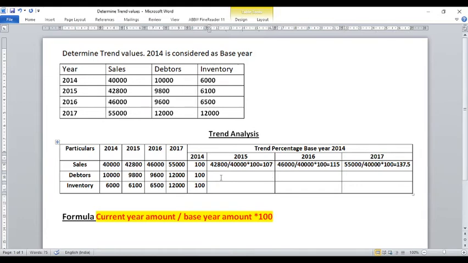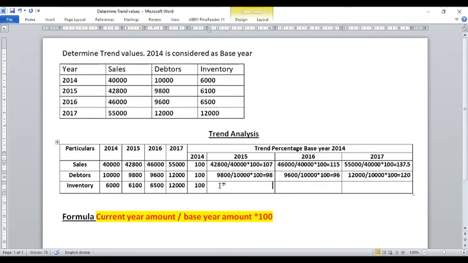Similarly we'll do it for data. Already for 2014 we have put it as 100%. Now we have to go to 2015. For 2015 it is 9,800 divided by 10,000 into 100. So it comes to 98%. Next 2016, 9,600 divided by 10,000 into 100, you get a percentage of 96. Next for 2017 it is 12,000 divided by 10,000 into 100, you get a percentage of 120.